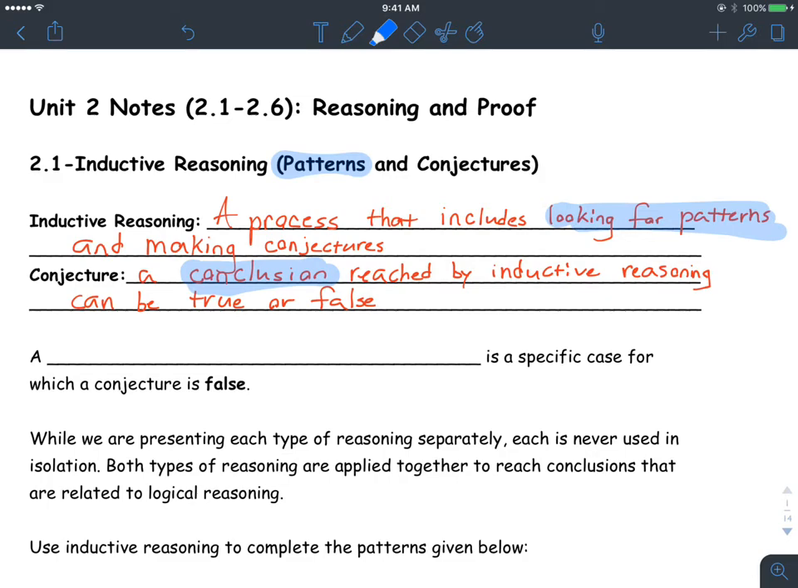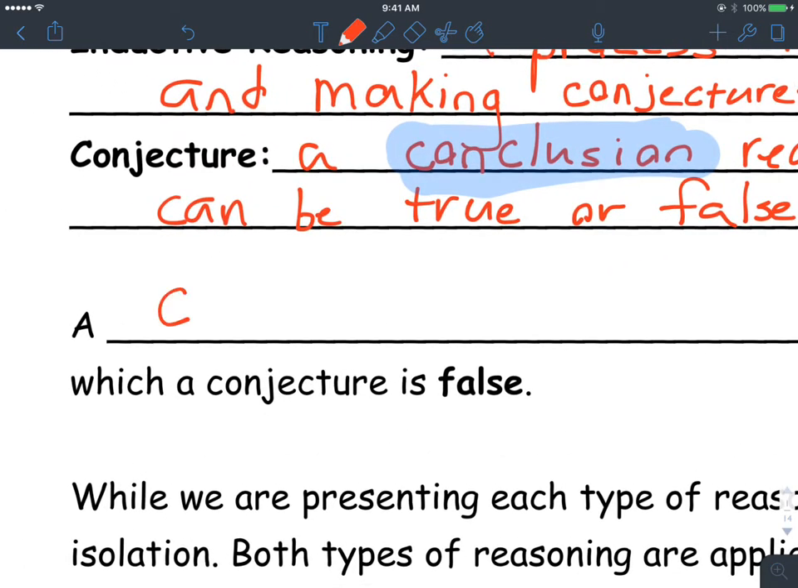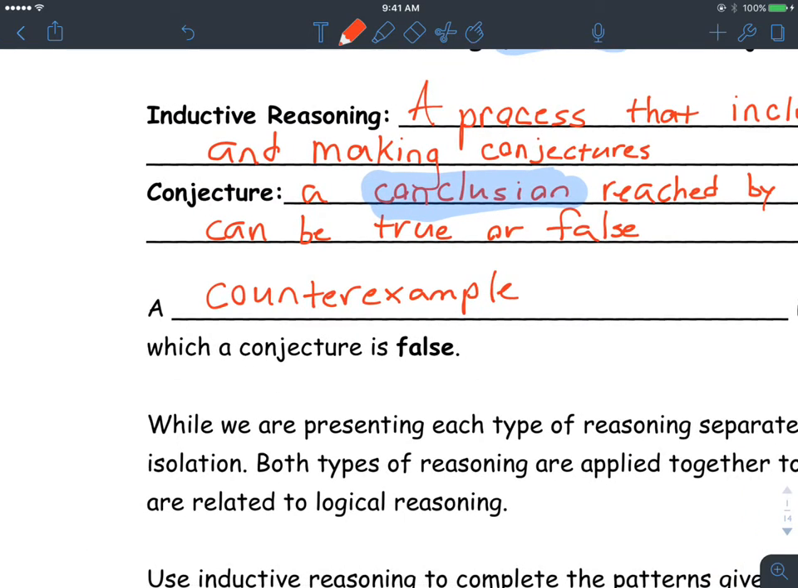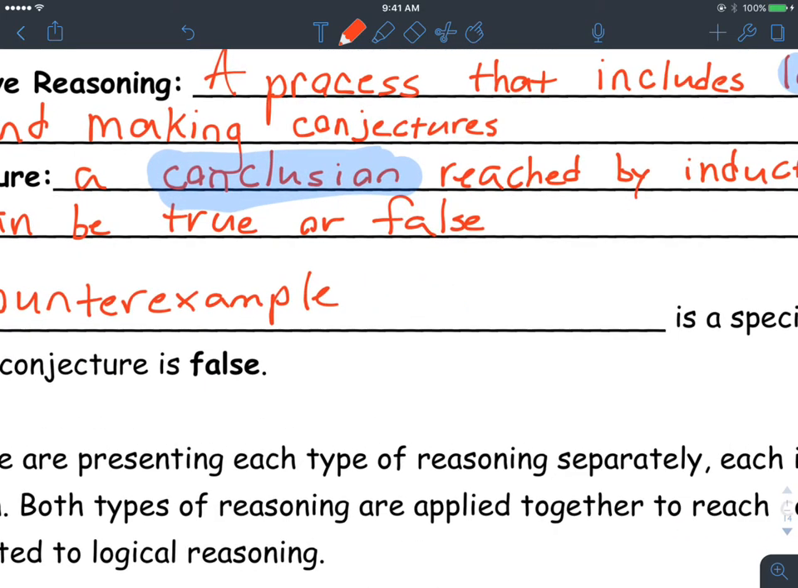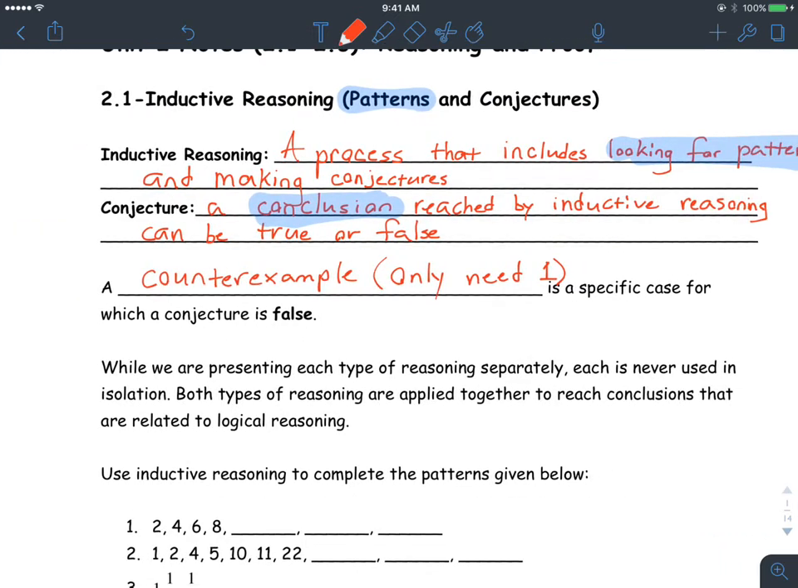All right. Now we also get into this thing here called a blank is a specific case for which a conjecture is false. We call this a counterexample. And counterexamples, you only need one of them to prove a statement false or prove it not always true. So you only need one. Now, there's a lot of counterexamples to statements. Usually there's not going to be just one. Usually you can come up with many different ones there.